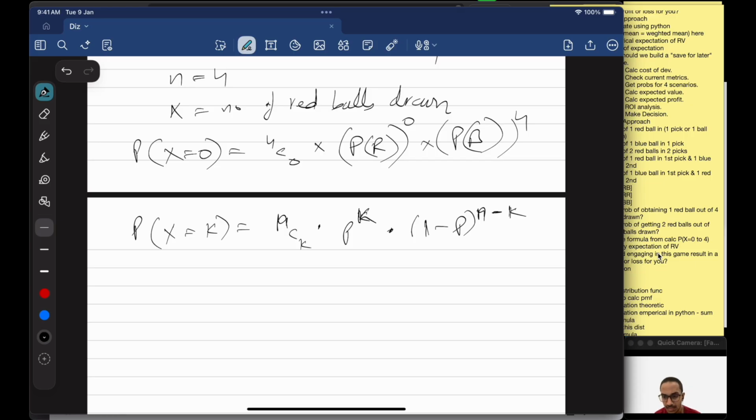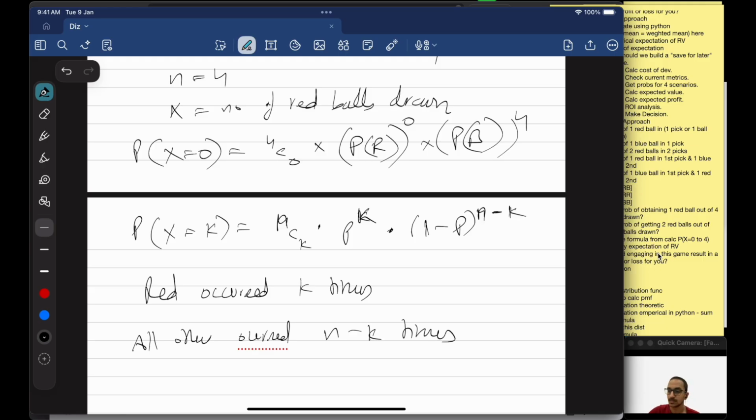If red occurred k times, then all others occurred n minus k times, right? So that's why we have n minus k here. And in this case, there are only two outcomes, right? You can either have red or you can have blue. There are no other scenarios.